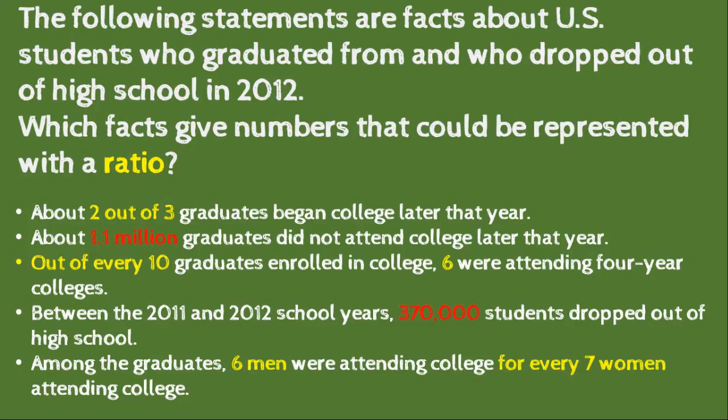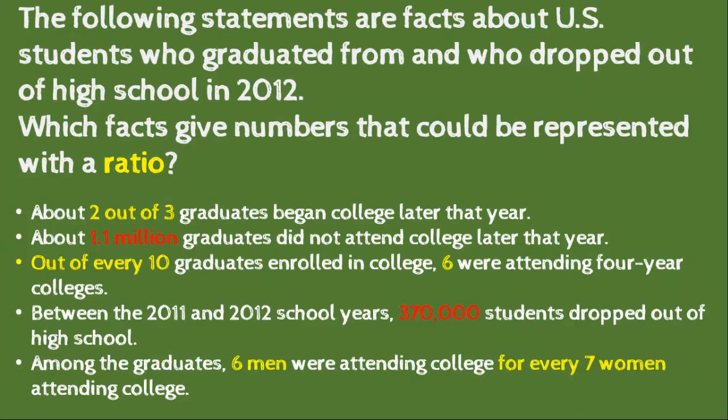Between the 2011 and 2012 school years, 370,000 students dropped out of high school. That is a specific number, but it does not give us a comparison to anything else. So, again, it cannot be considered a ratio.